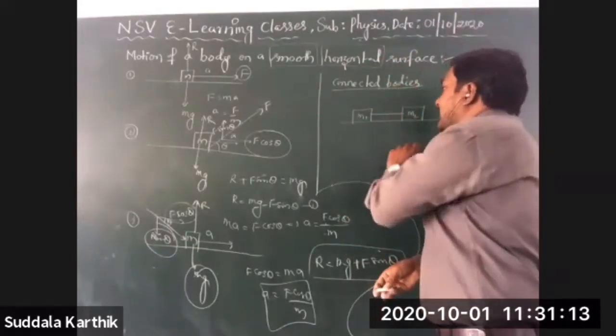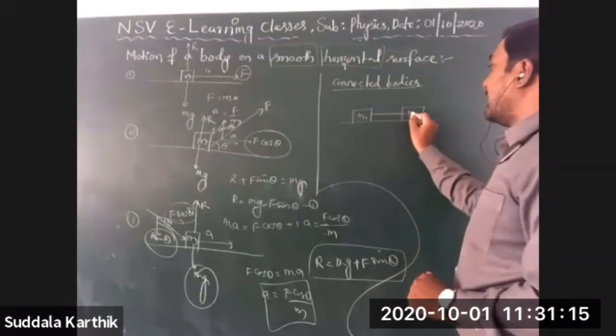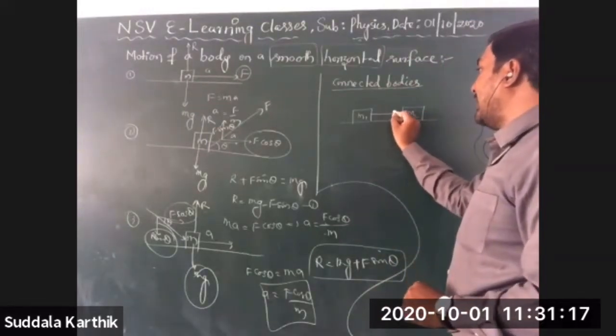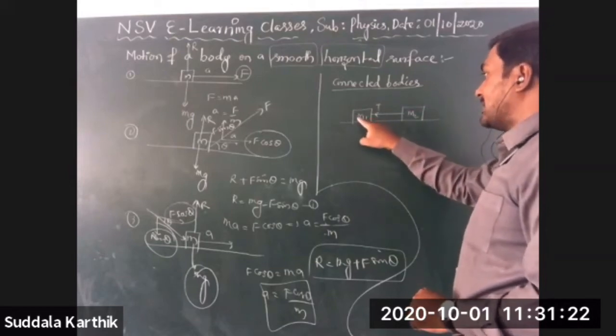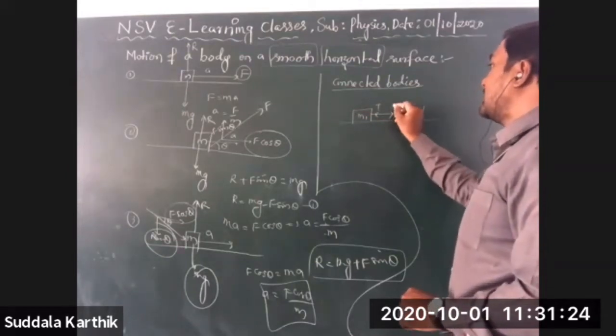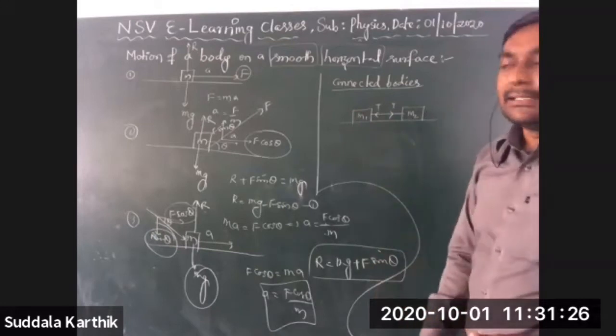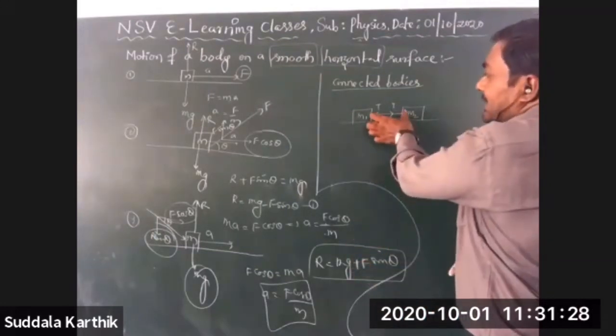So here the tension is developed. Due to this one, the tension is developed in this direction, and due to that one, the tension is developed in this direction. That is also equal to T. So the tension developed in the string is T.